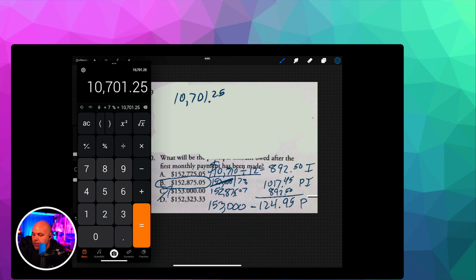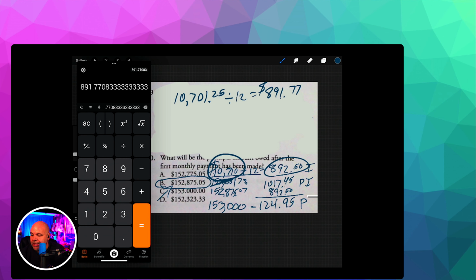$10,701.25 compared to what it was down here, right? So this time, take that, divide it by 12, gives us $891.77 instead of this. So that's our interest.